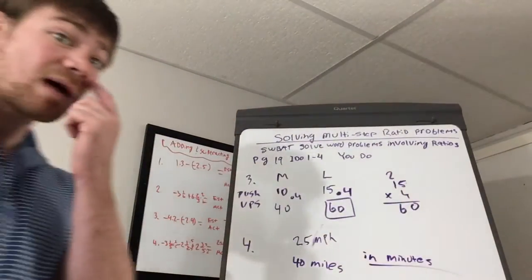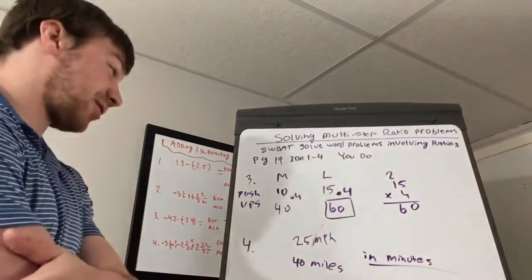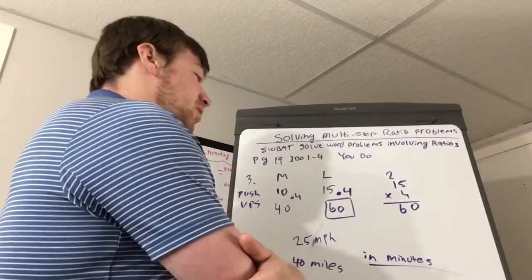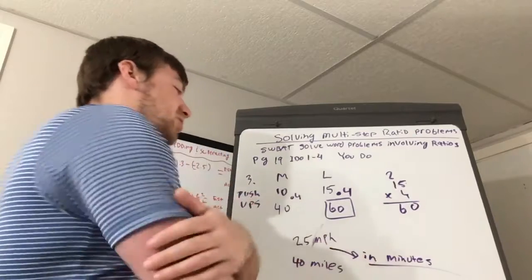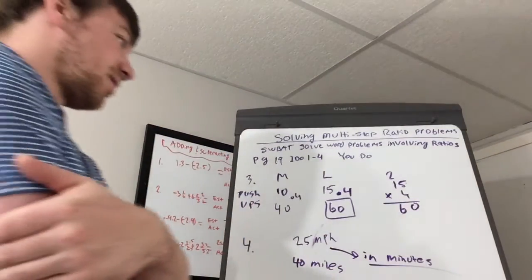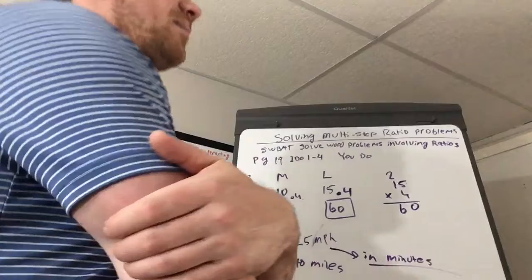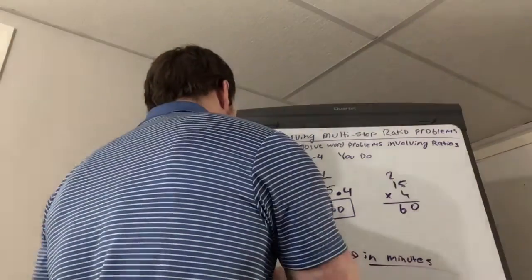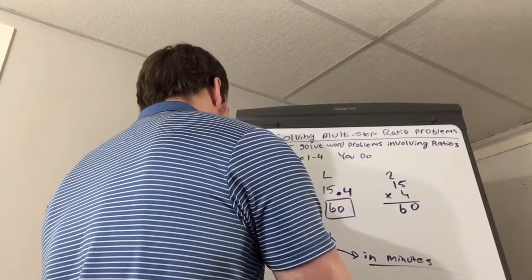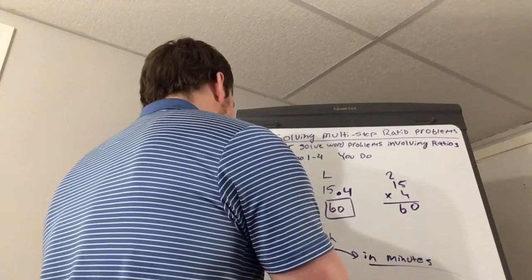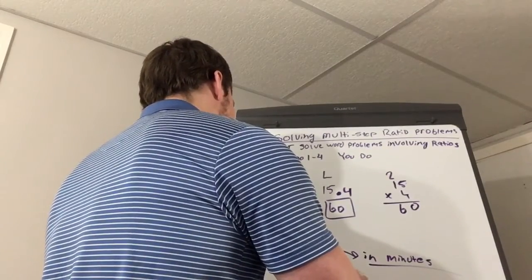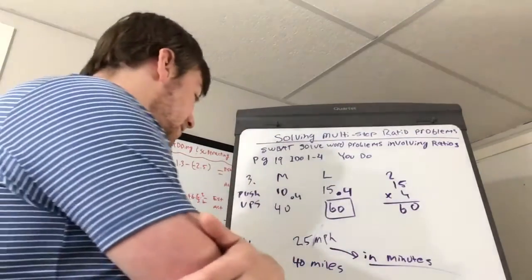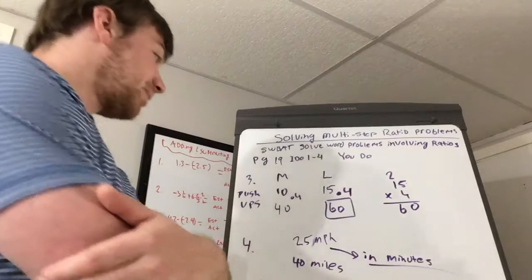So now this one's got moving parts. This one's got a couple moving parts here. So if you're going 25 miles per hour, first thing we need to do is convert this to minutes. So 25 miles per hour, how many minutes is that? Well, there's 60 minutes in 1 hour. So 25 per 60 minutes.